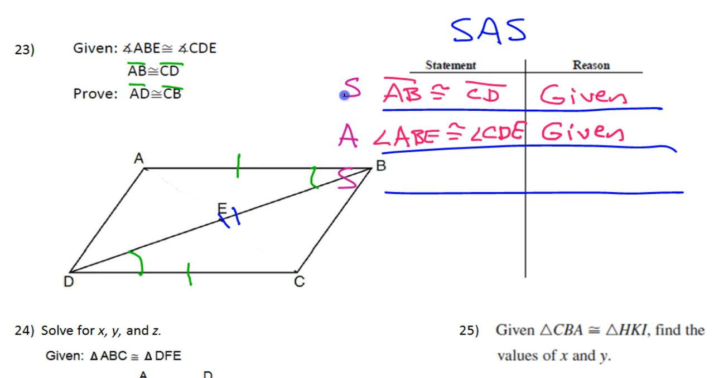Okay, so I did a side, an angle. Now I need another pair of sides. Let's see, so we did this side and this angle. The two green ones were given, but we haven't done the blue one yet. Well, that's DB, segment DB. And we say that DB is congruent to DB, by the reflexive property.